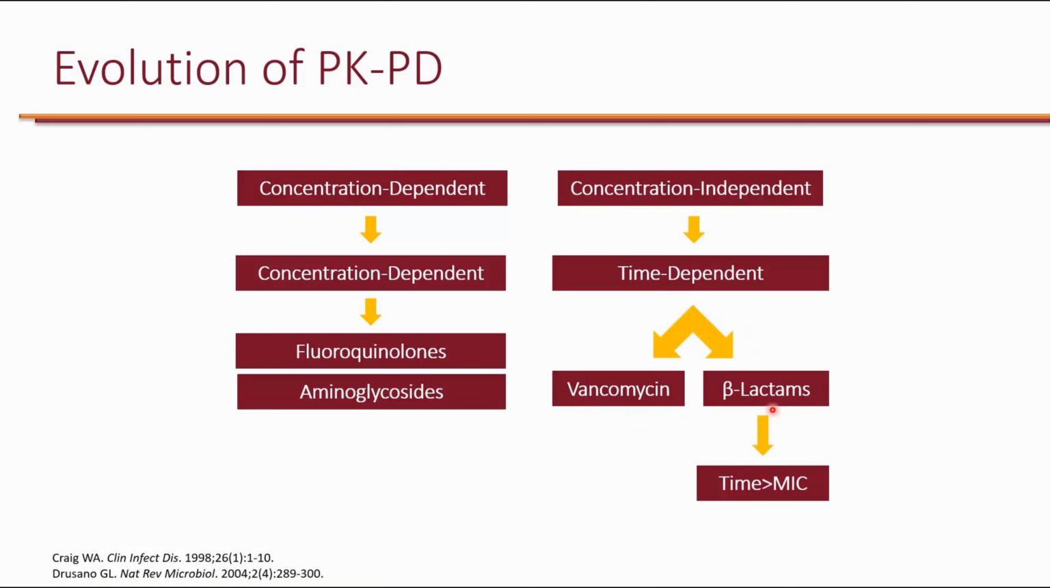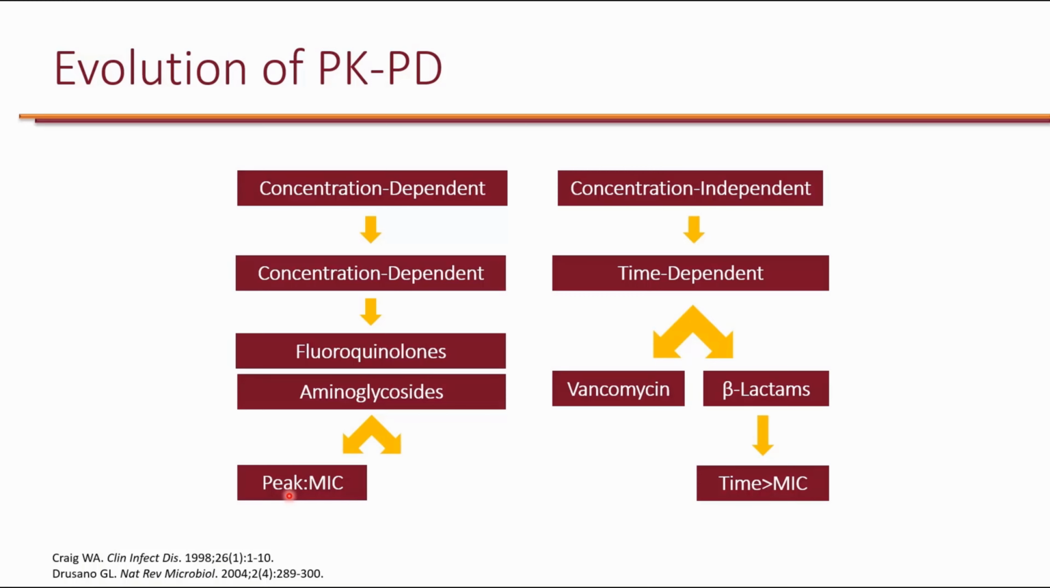The PK/PD parameter for time dependent, specifically for beta-lactams, is the time above MIC. So it's not necessarily the concentration of beta-lactams, it's more how long the concentration is above the MIC that would result in maximum killing of organisms. Now compare that to concentration dependent. If you have a high concentration, the ratio of peak concentration to MIC, the higher this ratio, the more the maximum amount of killing.